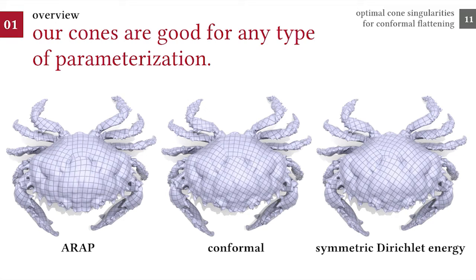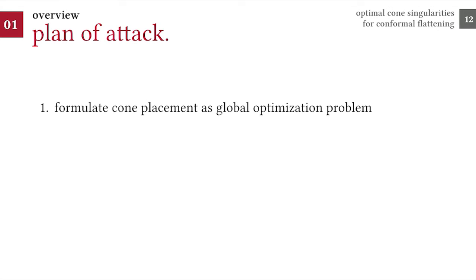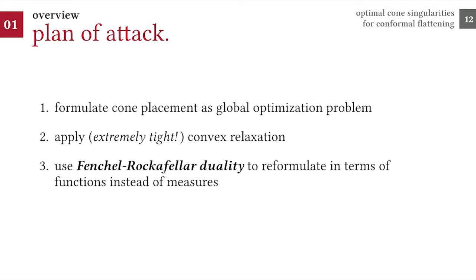It's only here where we can compute globally optimal solutions. Our plan of attack is to first formulate this cone placement problem as a global optimization. It'll be non-convex though, and so we're going to apply an extremely tight convex relaxation, and it'll be framed in terms of measures, so I'll talk about how we can use convex duality or Fenchel-Rockafellar duality as a way to reformulate this in terms of continuous functions. And finally, I'll spend some time talking about how we can discretize and solve this numerically.